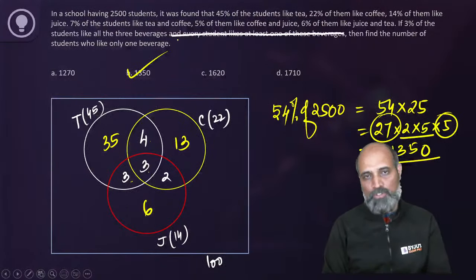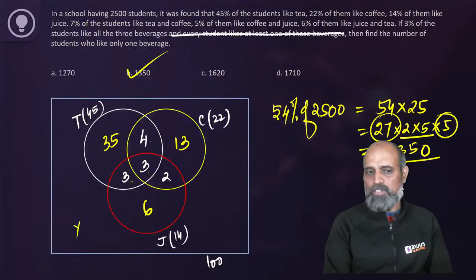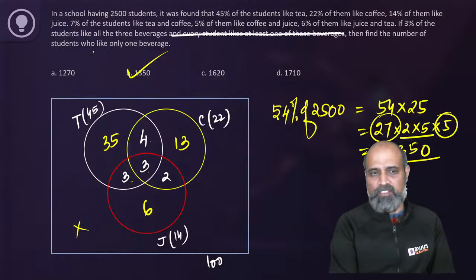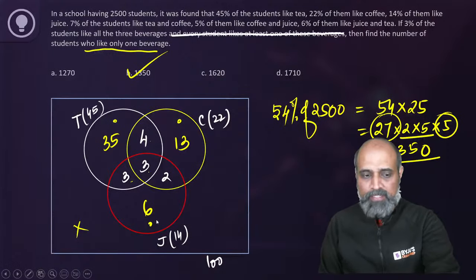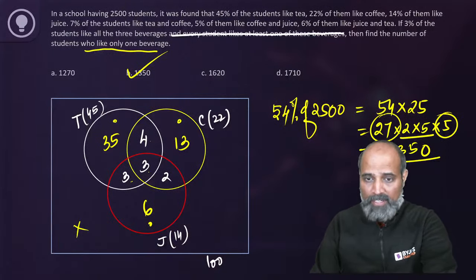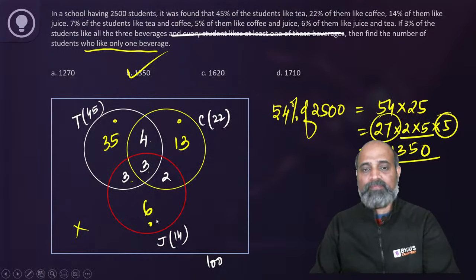So that part of the question where every student likes at least one of the beverages was making the question wrong. So remaining students are here, but that's not our concern. Why is it not our concern? Because we needed the only one beverage region. We needed the sum of these three. Okay? Got it?